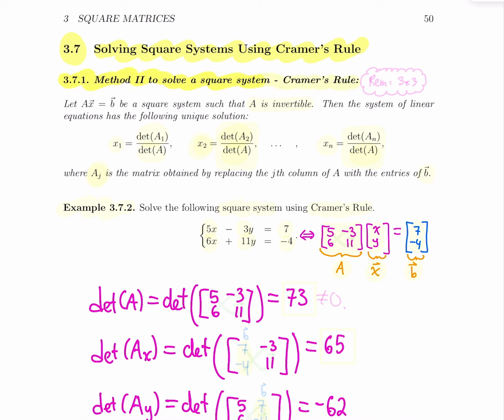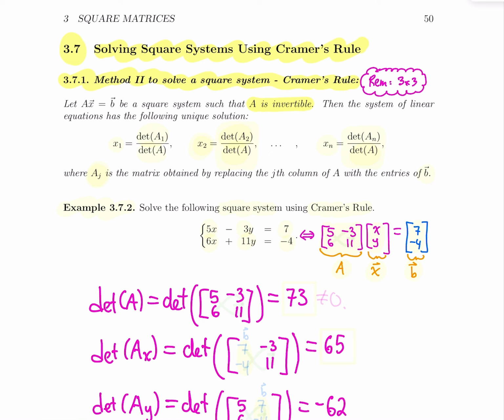So the second way to solve a square system. And really here, as a remark, this is really for 3 by 3. I am going to do it for 2 by 2, but me, if I had a 2 by 2, I would do it using the inverse. So how do you use determinants to compute the unique solution of a square system? So again, here, this trick only works if the coefficient matrix A is invertible. In other words, the determinant cannot be 0.